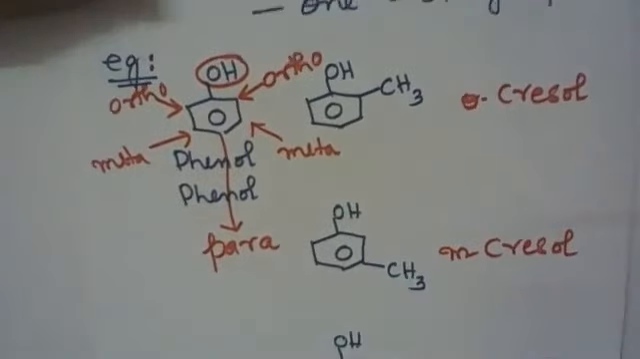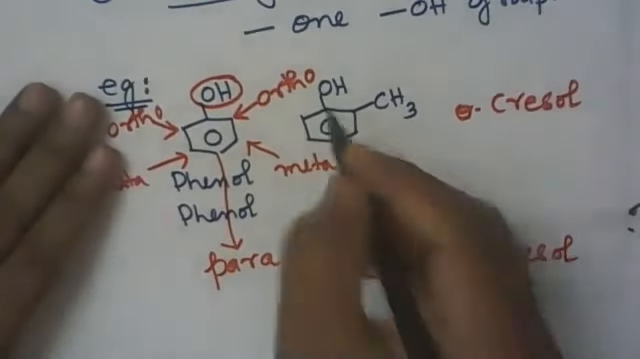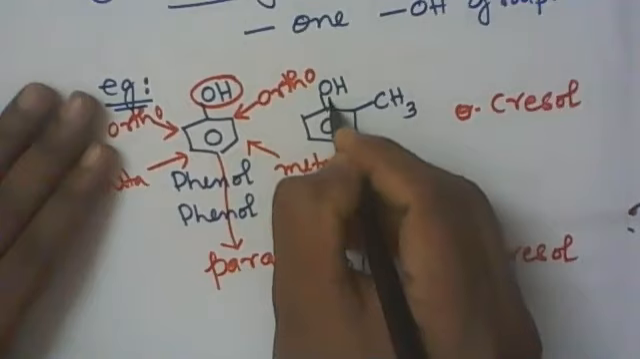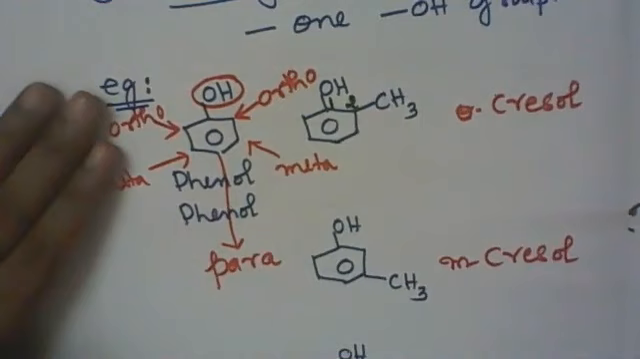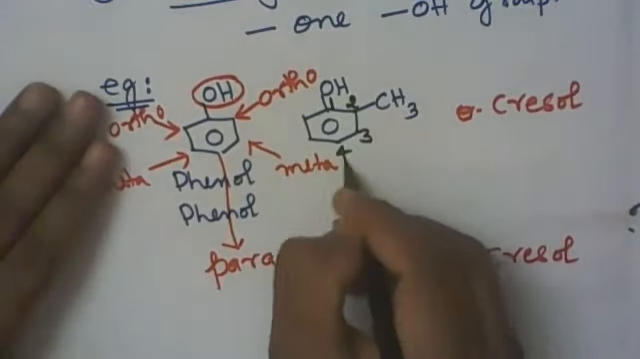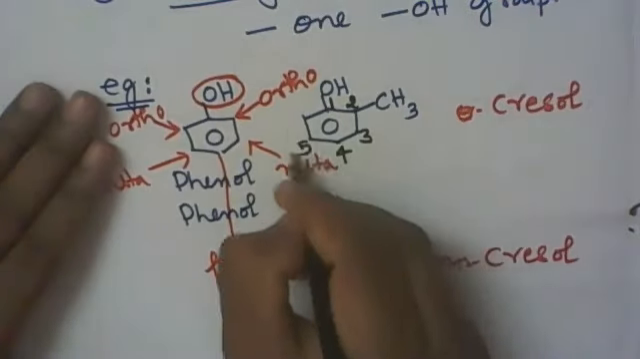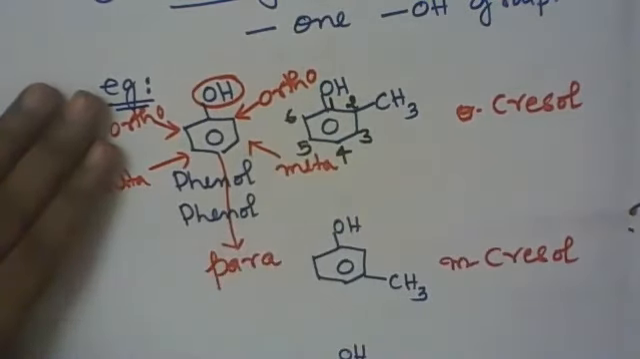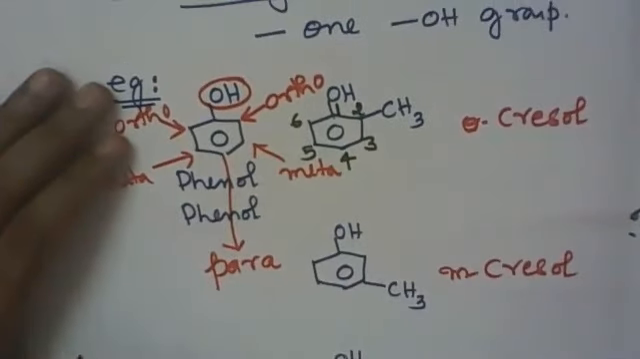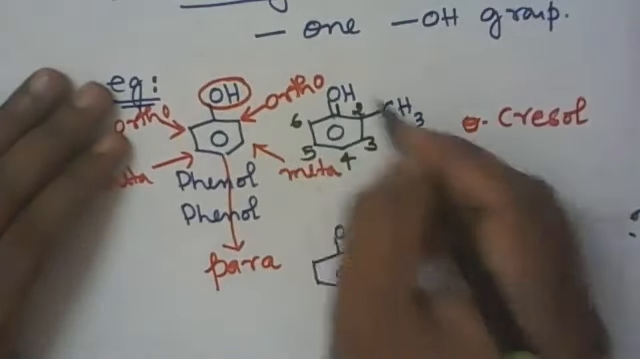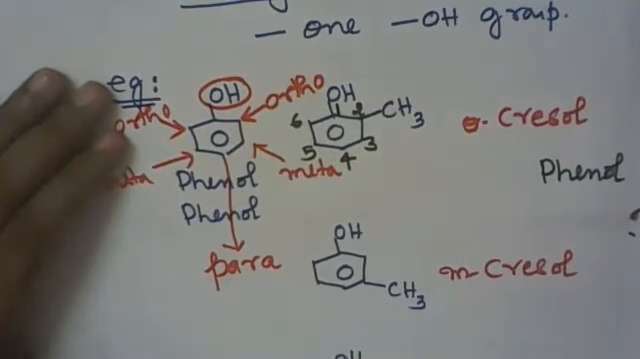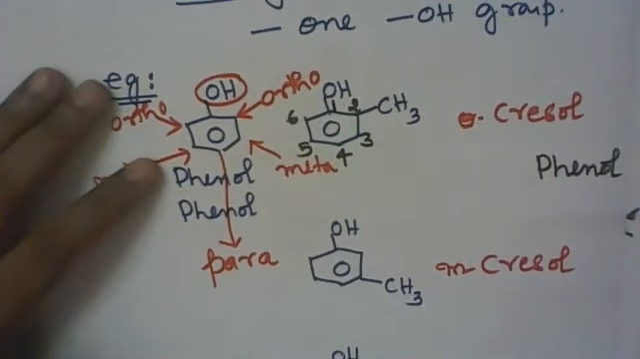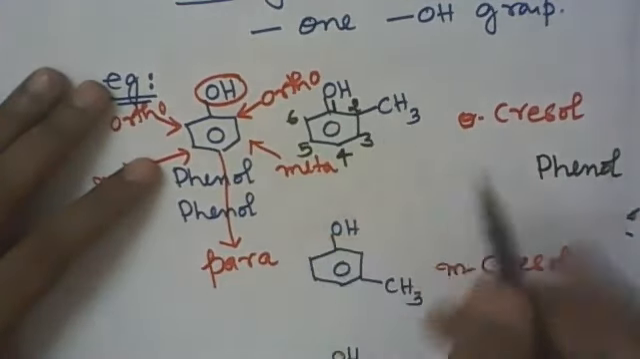Let me write down the IUPAC name. The functional group here is on carbon number 1. This is carbon number 2, carbon number 3, carbon number 4, carbon number 5, and carbon number 6. So the numbering is the same everywhere here. What is the main molecule? Phenol. Which phenol is it now? We'll number it: 2-methyl.